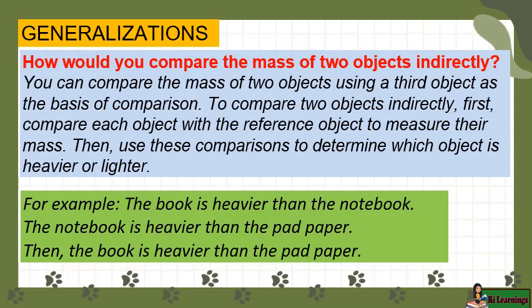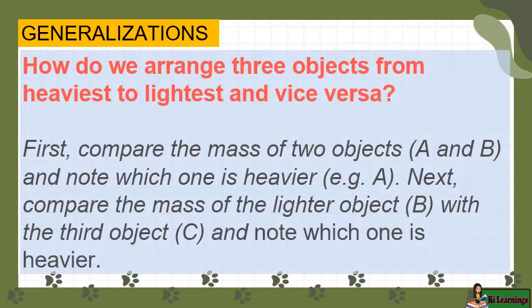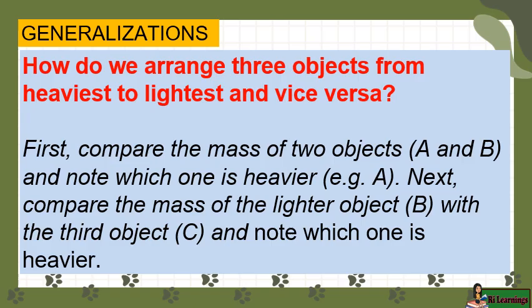For example, the book is heavier than the notebook. The notebook is heavier than the pad paper. Then, the book is heavier than the pad paper. How do we arrange three objects from heaviest to lightest and vice versa? First, compare the mass of two objects, A and B, and note which one is heavier, e.g. A. Next, compare the mass of the lighter object, B, with the third object, C, and note which one is heavier.